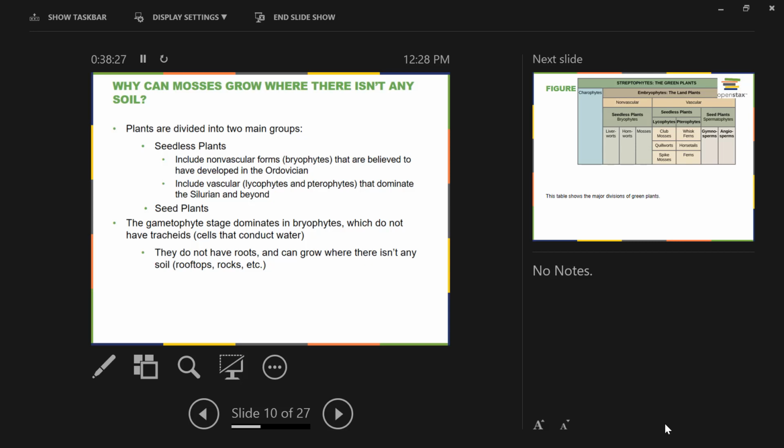Yeah, Allison. Do they absorb water then just through the cell wall? Everywhere. Yep. Every cell has to absorb its own water and prevent its own water loss.